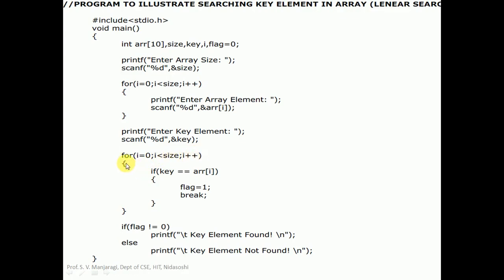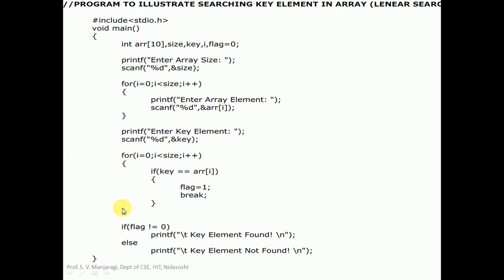So this for loop is beginning here, it is ending here, and in this for loop we are comparing key with the ith element of the array. So we take an if statement, key is double equal to the ith element of the array. If key matches with the ith element of the array, then we set flag equal to 1. It indicates that key is found and no need to continue, and that's why we call the break here. Break will terminate the loop, we already know that.